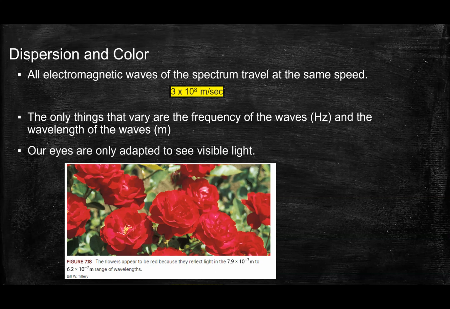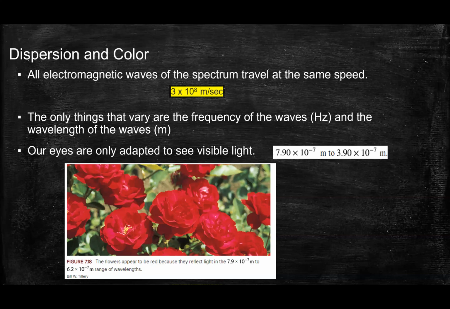Again, our eyes are only adapted to see the visible light, and so we get to see all the different colors of visible light. And that ranges from 7.9 times 10 to the negative 7 meters to 3.9 times 10 to the negative 7 meters, which is pretty much the other way around. So that's the range at which our eyes can see. Those are the wavelengths our eyes are adapted to see.